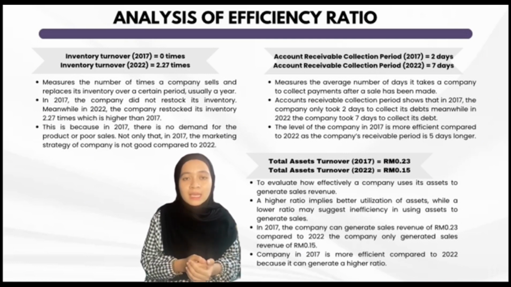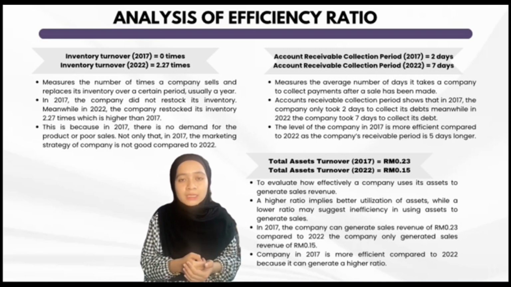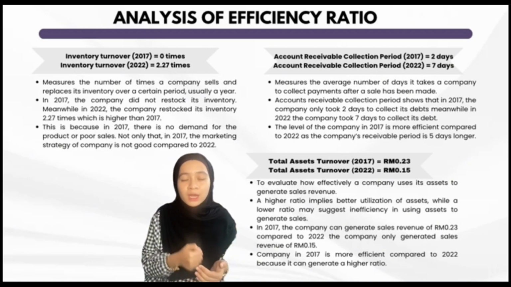The second one is account receivable collection period between 2017 and 2022. It shows that in 2017, the company only took 2 days to collect its debts. Meanwhile, in 2022, the company took 7 days to collect its debts. The company in 2017 is more efficient compared to 2022 as the company's receivable period in 2022 is 5 days longer. So the last one is total assets turnover.